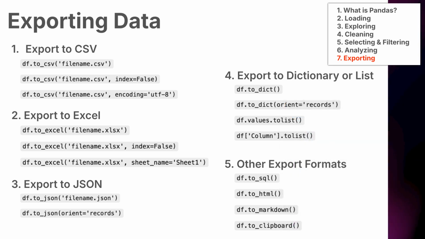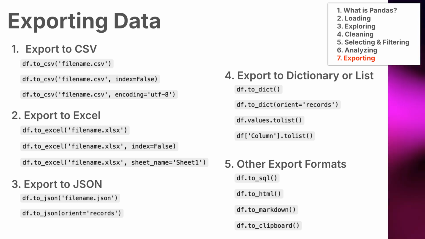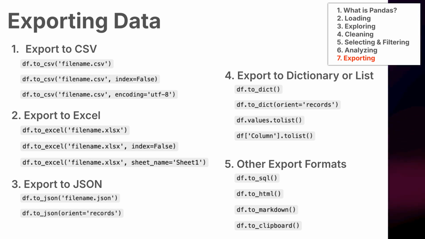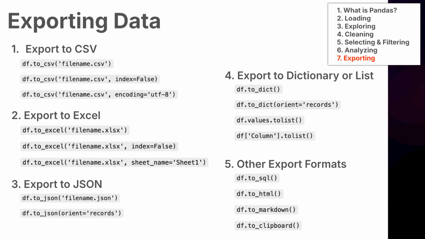Next, export to dictionary or list. Good for converting data into Python native structures to use in further code or logic. Next, other export formats. Includes options for saving data to a SQL database, copying to clipboard, or exporting as HTML, Markdown for websites or documentation.